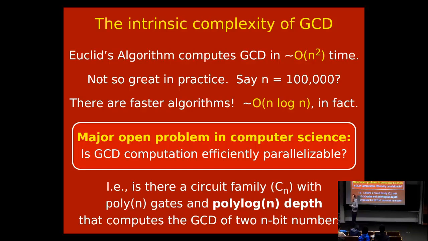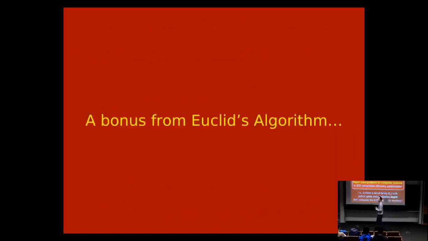Let's try to think about solving GCD by circuits that take two inputs that are n-bit numbers and output the GCD. They have n output bits. Is there a circuit family that does it that has a polynomial number of gates, which we always want, but also depth which is logarithmic, polylogarithmic? That's a formal version of this open problem. So this is a great mystery about GCD.